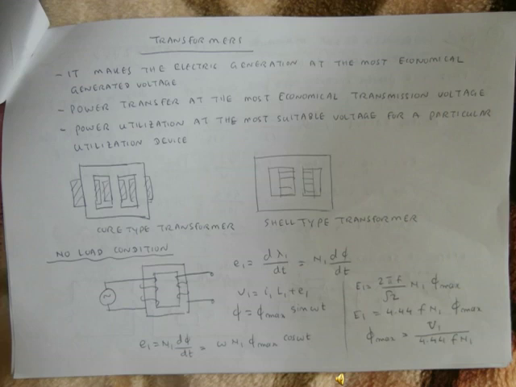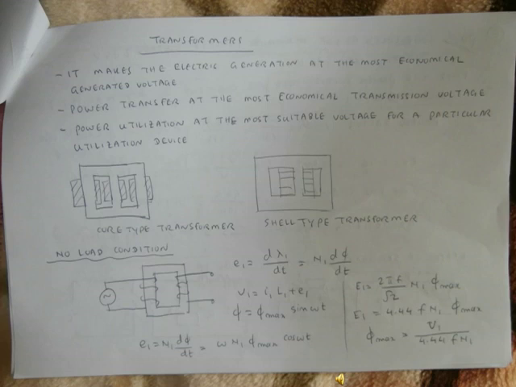So phi is the magnetic flux, phi maxima is the maximum value of the magnetic flux, omega is the radian frequency, and t is the time. E1 equals N1 d phi by dt, equal to omega N1 phi maxima cos omega t. In this case, N1 is the number of turns, d phi by dt is the rate of change of flux, omega is the radian frequency, and phi maxima is the maximum flux.